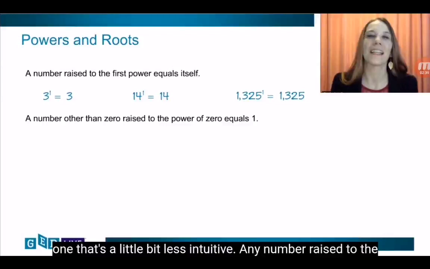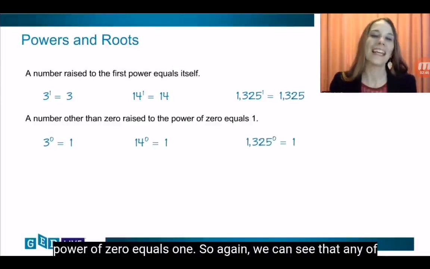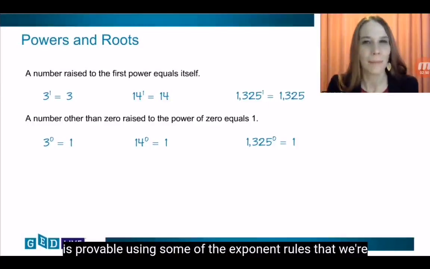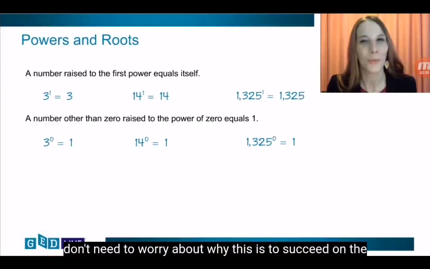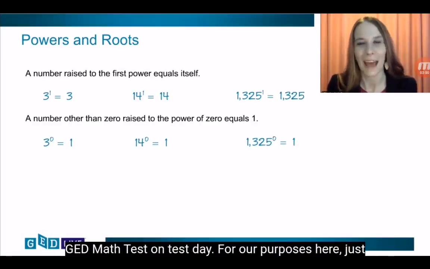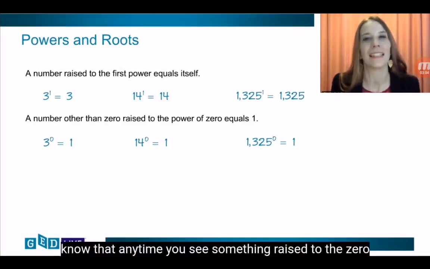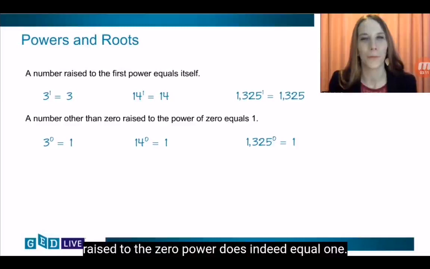Now here's one that's a little bit less intuitive. Any number raised to the power of 0 equals 1. So again, we can see that any of these numbers when raised to the 0th power equals 1. This is provable using some of the exponent rules that we're going to talk about a little bit later on in this session, but you don't need to worry about why this is to succeed on the GED math test on test day. For our purposes here, just know that anytime you see something raised to the 0th power, that can be replaced with a 1, because anything raised to the 0th power does indeed equal 1.